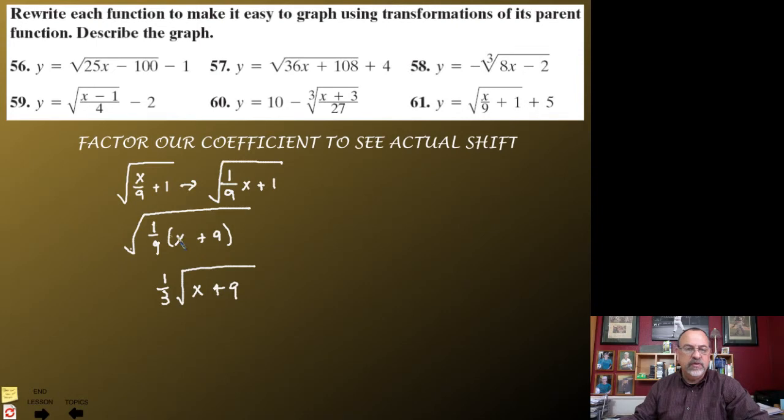So again, no different. Whatever this value is in front of the x, if it's not a 1, we need to factor it out of both the x and the shift term so that we can accurately see what the shift of the graph is.